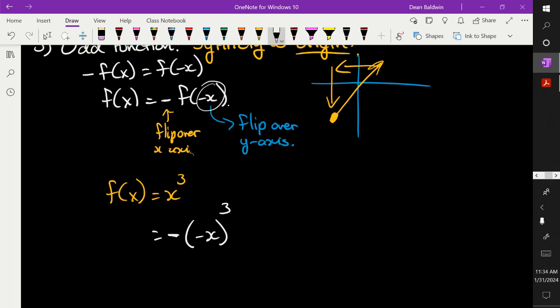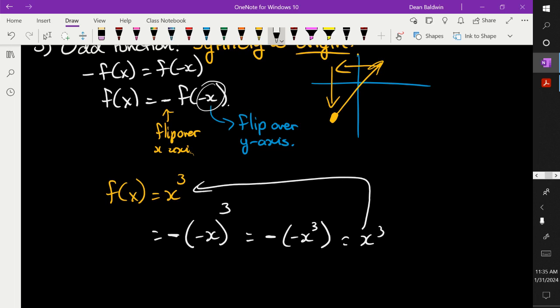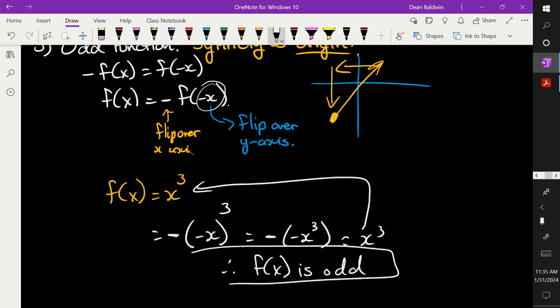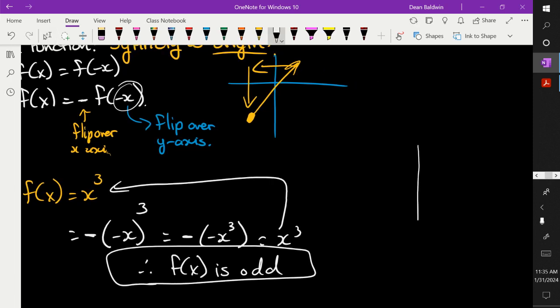If you cube a negative, what do you get? You get a negative. So I get negative of negative x cubed. A negative and a negative is a positive. So I get x cubed, which is my original function. Because it generated the original function by doing that, this is an odd function. Therefore, f of x is odd. Now, if you look at the graph, it's pretty easy to see. The graph of x cubed looks like this.